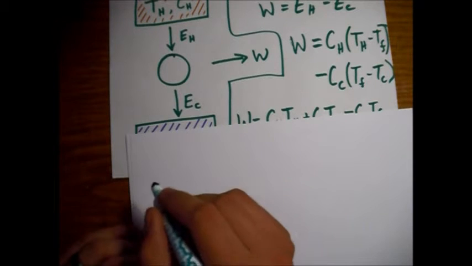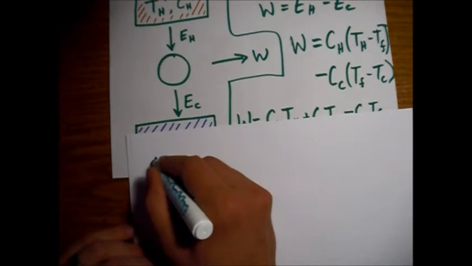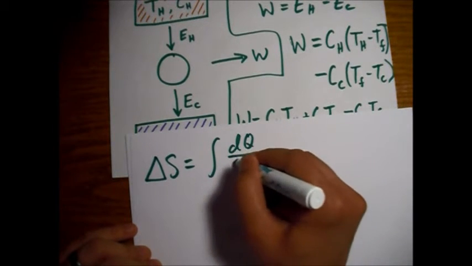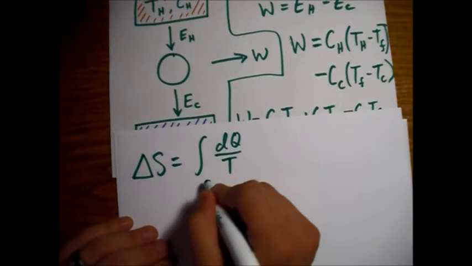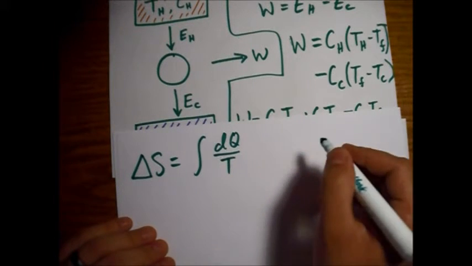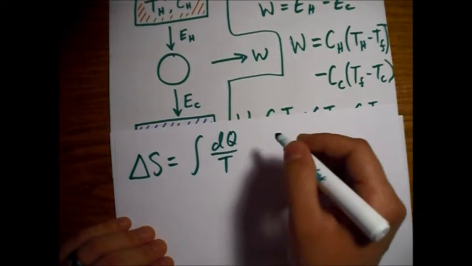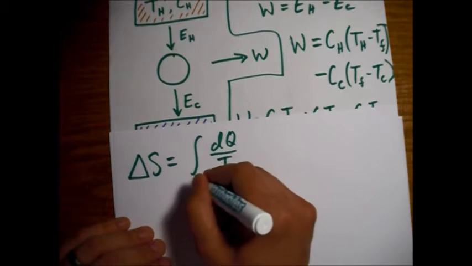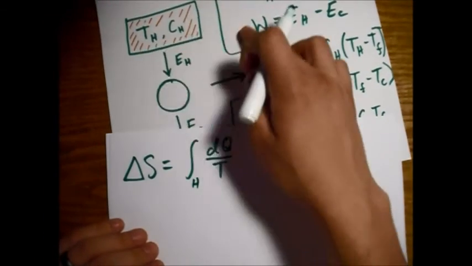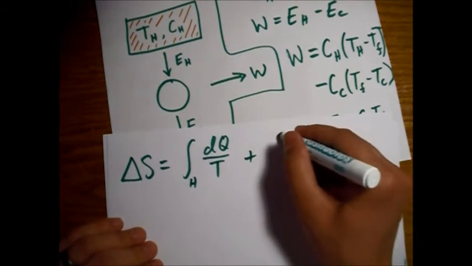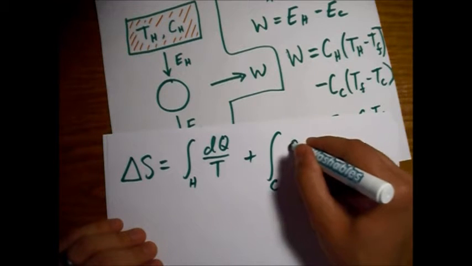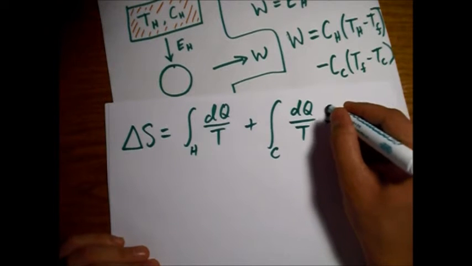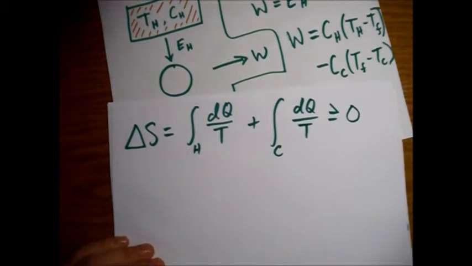So let's go ahead and look at the change in entropy. Basically what we're going to be doing is using this equation. I'll just label this one with a little H right here. So this is our change in entropy up here for this hot one, and we'll do a similar one for C. And this is going to be greater than or equal to 0.